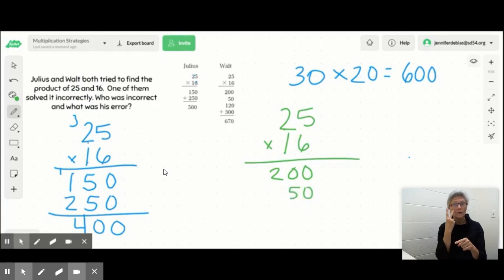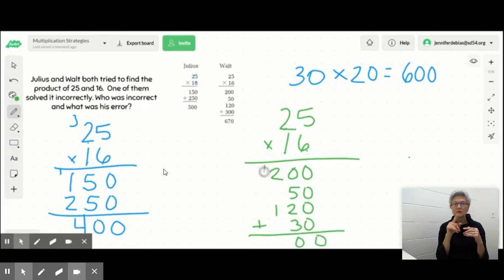Then we're going to look at 6 ones times 2 tens. Well, 6 times 2 is 12. 12 tens. So far, so good. And now, last but not least, I'm going to do 6 ones times 5 ones. Well, 6 times 5 is 30. Oh, I see what happened. He wrote 300. Let's add these together. 0. And I know that 2 plus 3 is 5, and 5 plus 5 is 10, which means I'm going to do 10 tens, turn it into 100. And I got 400. So both Julius and Walt made a mistake.